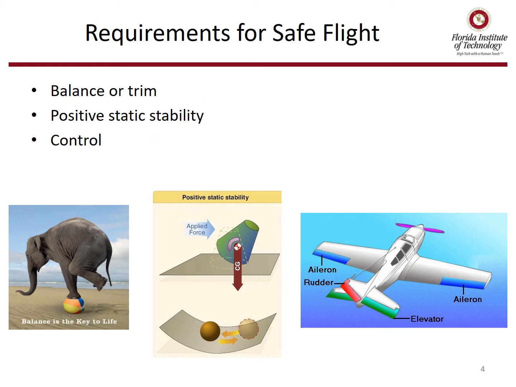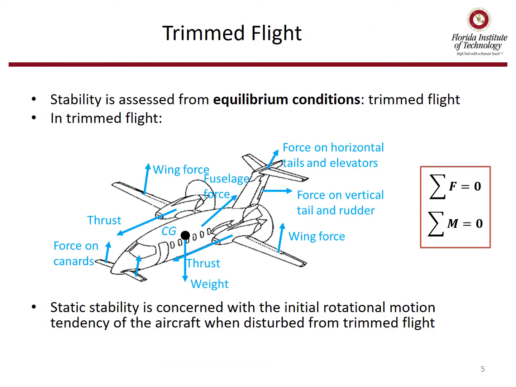To fly an aircraft safely, we need to be able to balance or trim the aircraft. The aircraft needs to have positive static stability, and then we have to be able to control the aircraft. Stability is assessed from an equilibrium condition, in other words, a trimmed flight condition. And mathematically, the airplane is trimmed or balanced when the sum of the external forces is 0 and the sum of the external moments are 0.